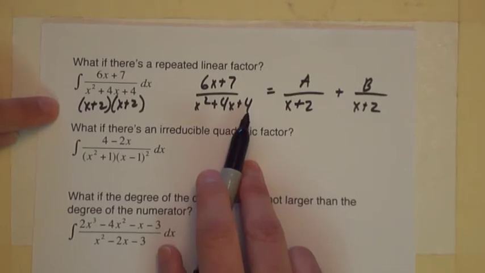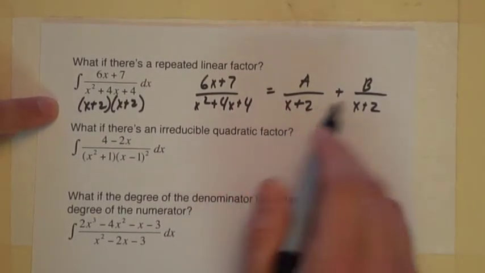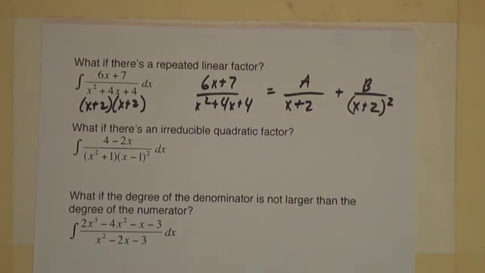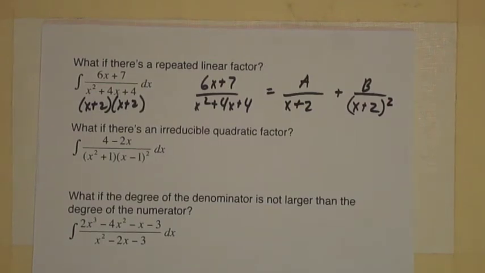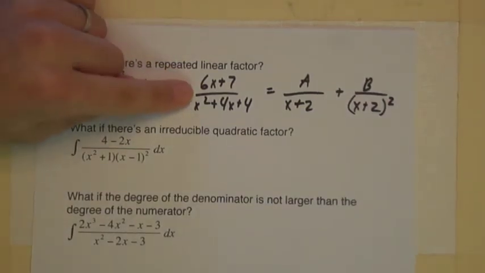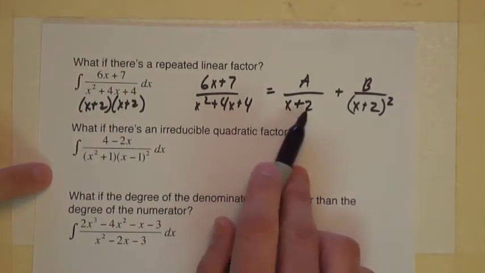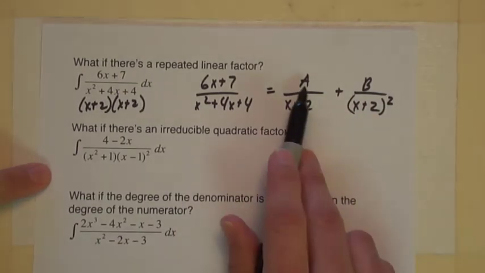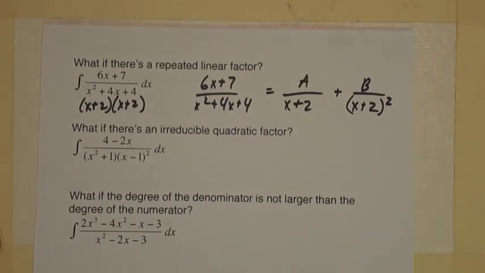Well, it turns out there's a quick way to remedy it. You leave the first one as x plus 2, but the second one you make into x plus 2 squared. And it's as simple as that. That setup will in fact work for this case. If there's a repeated linear factor, keep the first one as is and then square the second one. And then leave the top as just two numbers, a and b, and it will work.